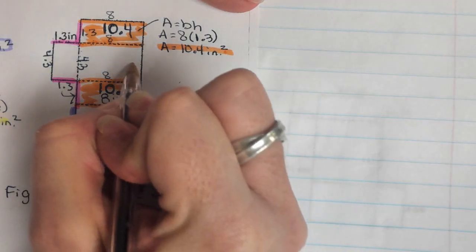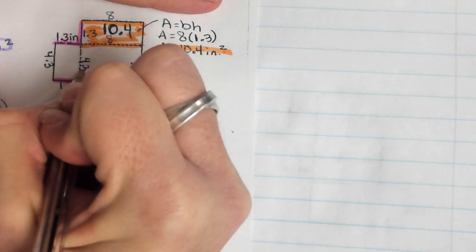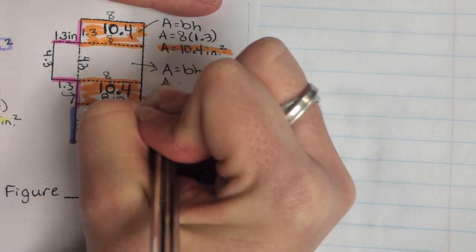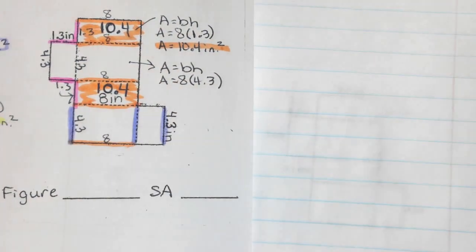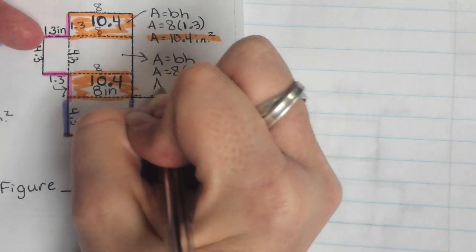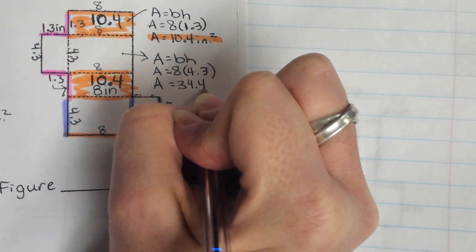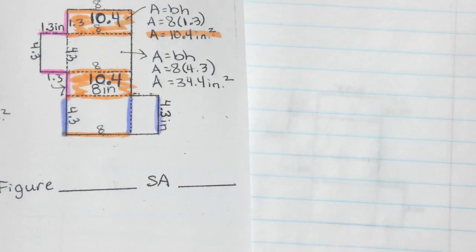Okay. Now I'm going to do this box. It is an 8 times 4.3. And I know for some of you guys, you get it, and you know I'm going too slow, but for some of us, this is just harder than others. 34.4 inches squared. Okay. That one, I'll do in purple.